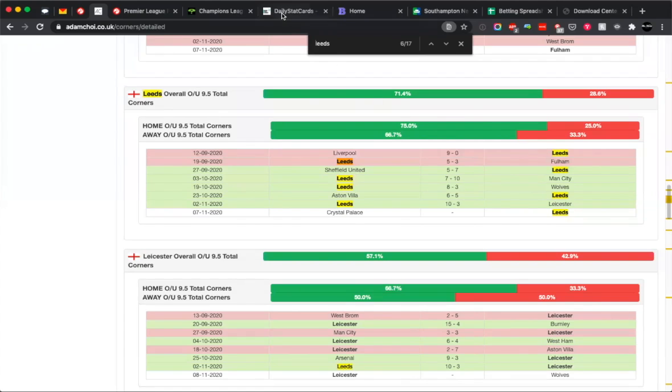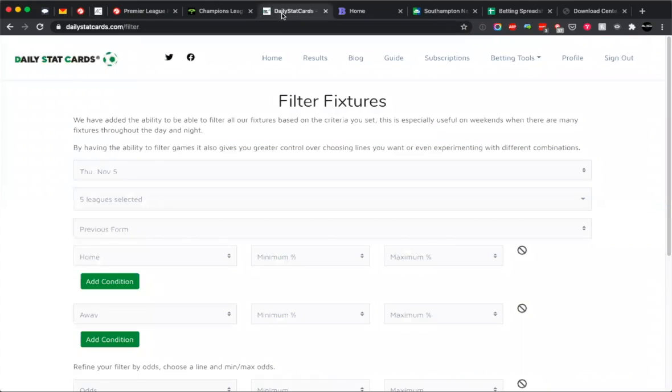Another way you can do this, I'm just going to quickly take you through. This one is called Daily Stat Cards. It's a paid service, but you can sign up for a free subscription, and it will allow you to use the service for about a week. What I like about this particular service is that they do have an app that you can use. I'm just using the website here to show you guys.